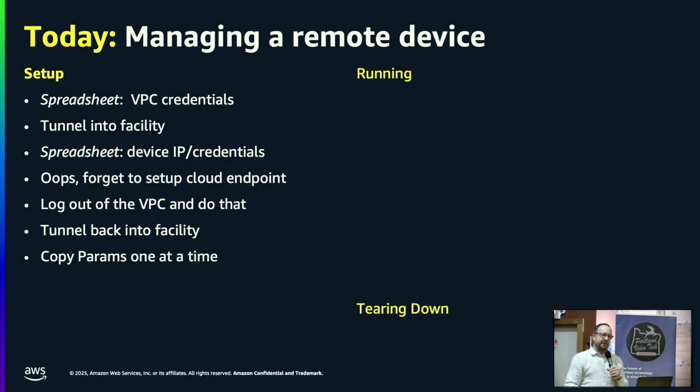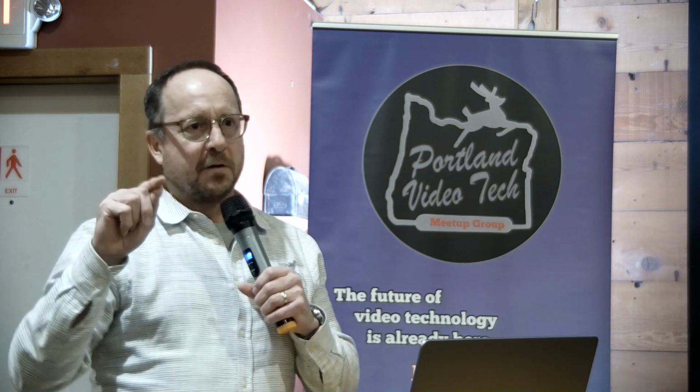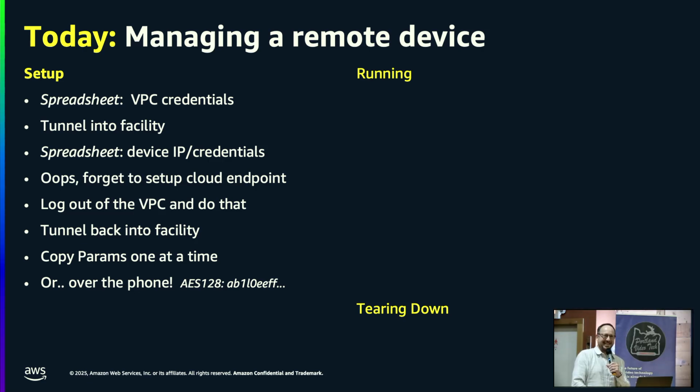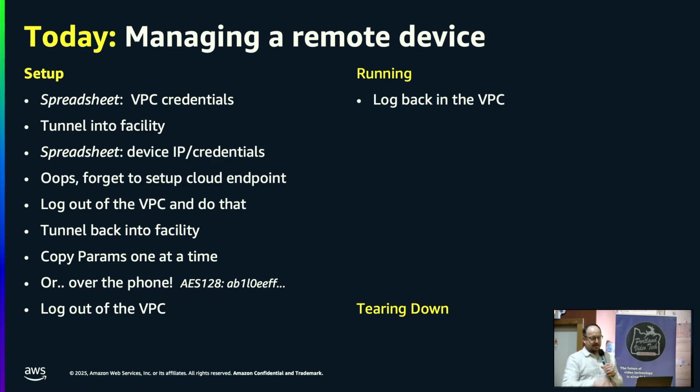And then if you're setting up an encoder, you might have to copy all of the transport stream parameters to that device. So if you're the same operator, you can maybe copy paste, but you might be on the telephone doing this. And that's really fun when you're talking about an AES protocol and you're communicating a 32 character string. And then you can log out of the VPC, and you're at the running phase now.